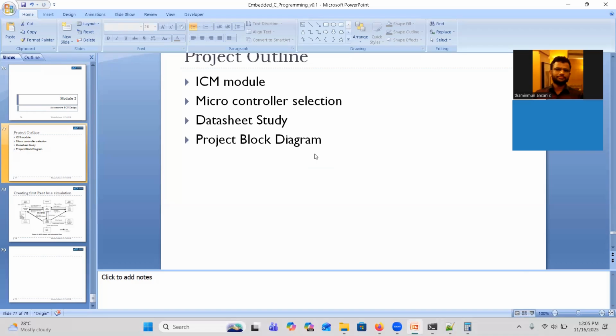So we have completed two modules. One is embedded system basics, which details about embedded systems in general. And then embedded C basics, which gives an idea about how to work with embedded C. With these two pieces of knowledge in hand, we are going to proceed to design a project from next week.